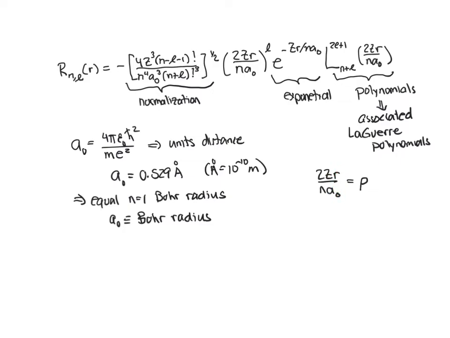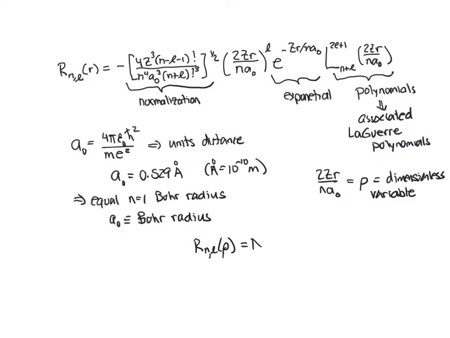And so this is a dimensionless variable. And just like in some of our other solutions, we're going to write these solutions in terms of this dimensionless variable, this variable that doesn't have any units. And so that means that I can write my solutions in terms of rho.